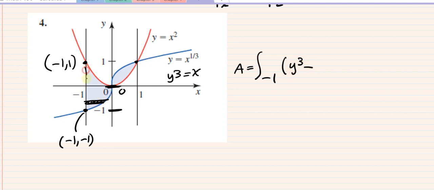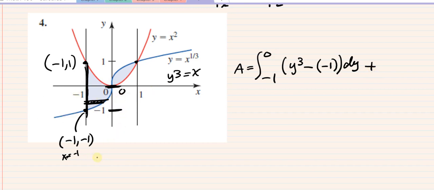What is the function on the left? It's going to be the x value. This is x equals -1, the vertical line. So it's going to be -1 minus -1. That's the x value, and of course that's dy. Limits of integration go from -1 to 0. Plus, that just picks up the lower portion of that region.